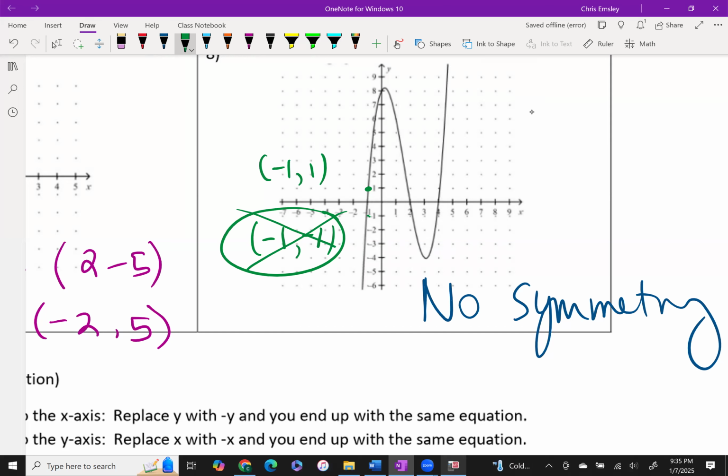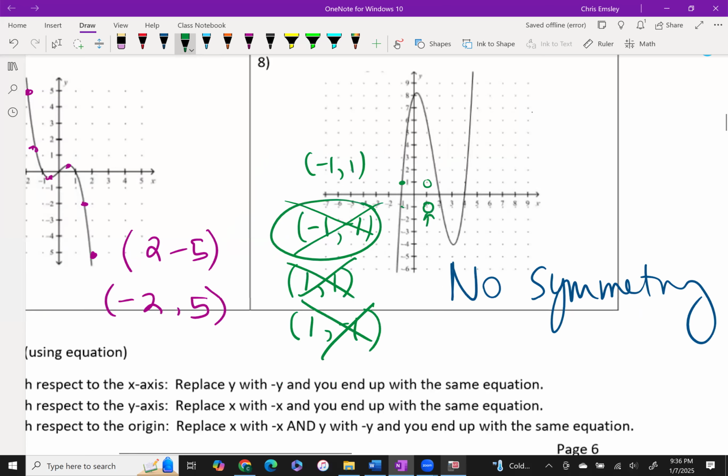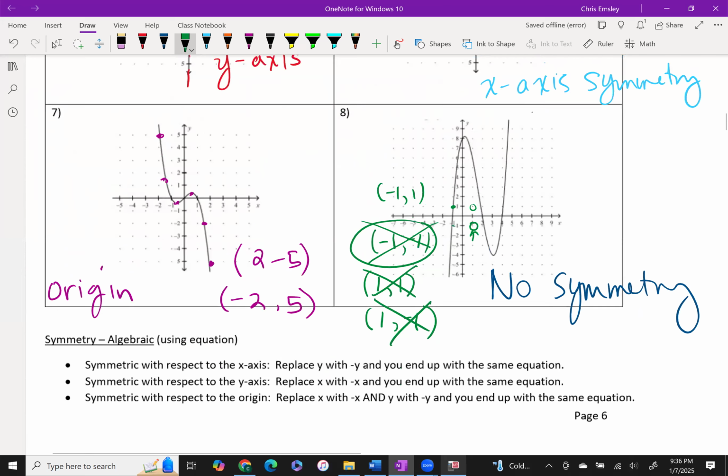Again, if I pick that reference point and I change the sign of the x value, that would tell me if it had y-axis symmetry, and that point is clearly not on the graph. And then if I change the sign of both coordinates, 1, -1 would be right here, also clearly not on the graph, so no symmetry. A lot of times you can tell just by looking at it, okay? But if you need to look at the points, that's kind of how we do it.